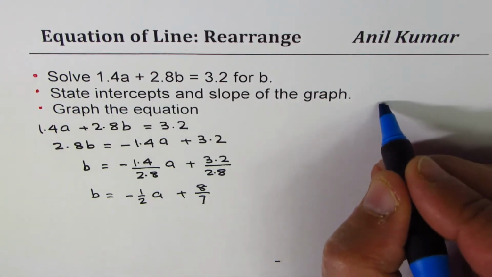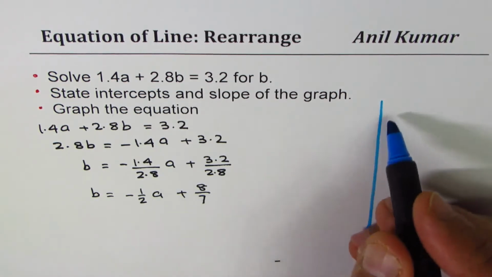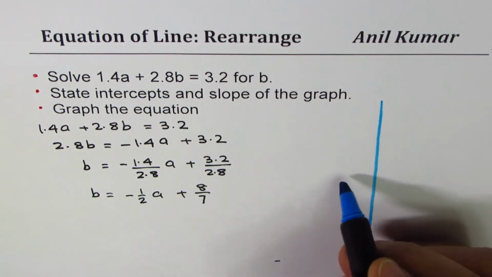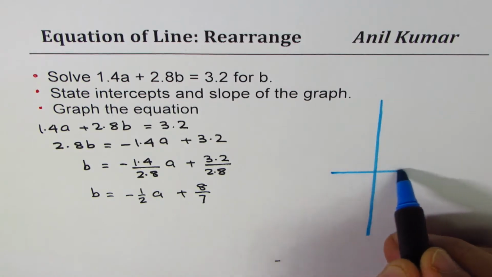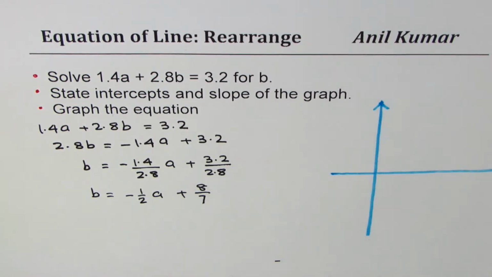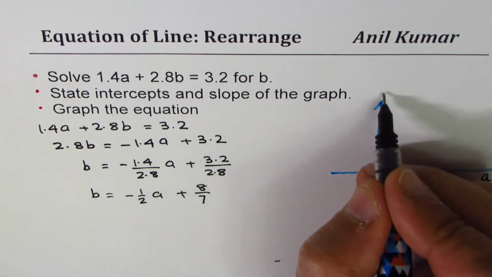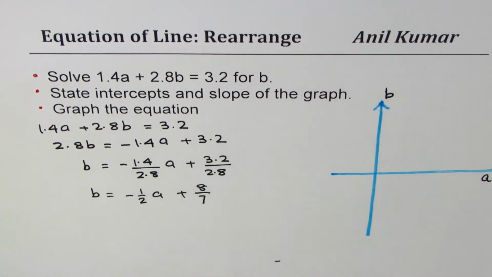Graph. Since we are looking for a positive value somewhere there and a negative slope, this much is enough. Now if you have an equation like this, then a is your independent variable, it comes here. b is a dependent variable, that goes there. This is kind of important to understand, right?